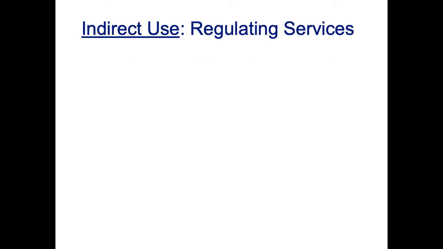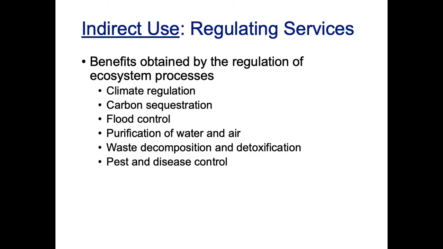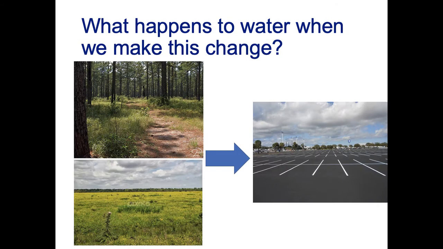So the first group of indirect uses are called regulating services. These are benefits obtained by the regulation of ecosystem processes, so that's why they're called regulating services. This includes things like climate regulation, carbon sequestration, flood control, purification of water and air, dealing with our wastes, and then controlling pests and diseases. So we'll start with water.